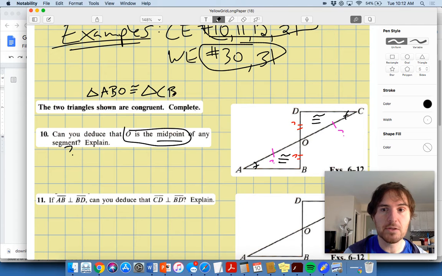looks like it corresponds to D. Oops, should have put a D there. And O, of course, would correspond to the other O that we have here. So DOC corresponds to AOB. We don't need to put that. We just put O here.